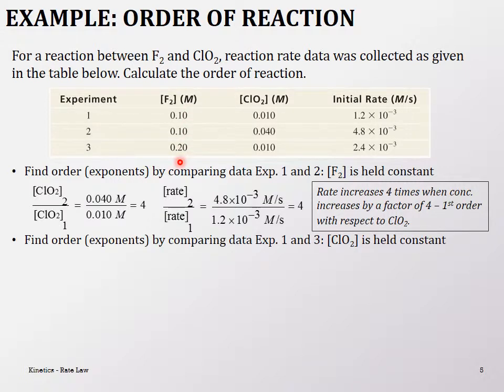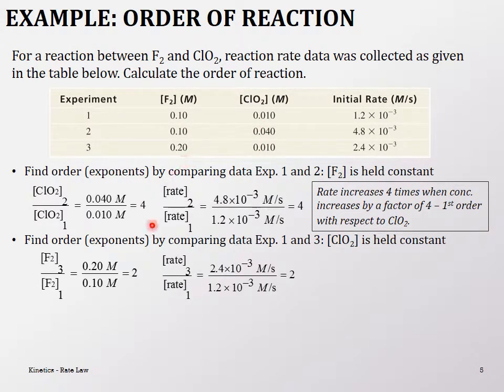fluorine. Okay, so experiments 1 and 3, where chlorine dioxide is now constant and we're changing fluorine. You do the same thing, and now you have experiments 3 and 1. So always keep the larger number on the top. It will make your calculations easy, because all we're looking for is the ratios. If you keep the larger number on the top, your calculation, as I said, is easy.